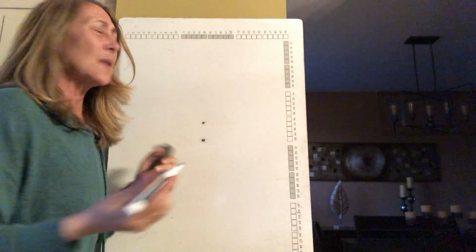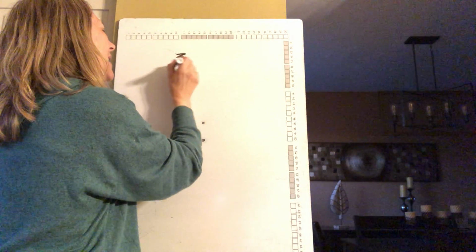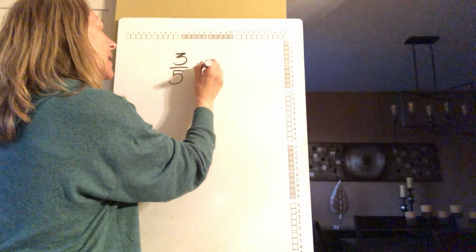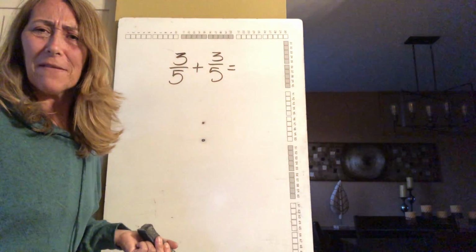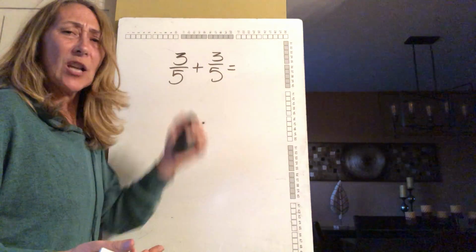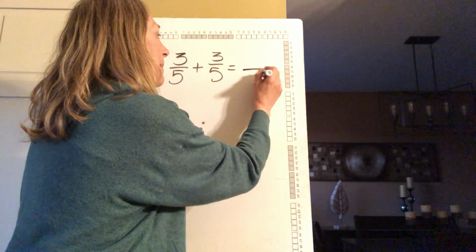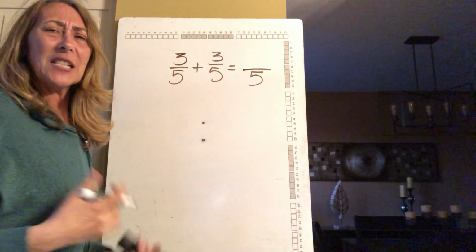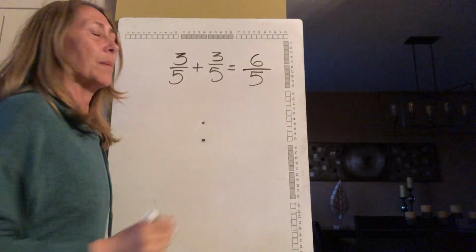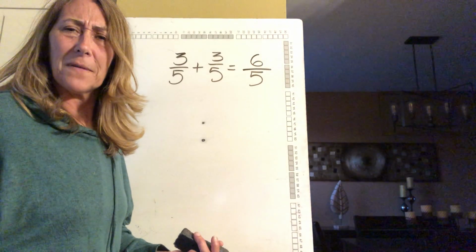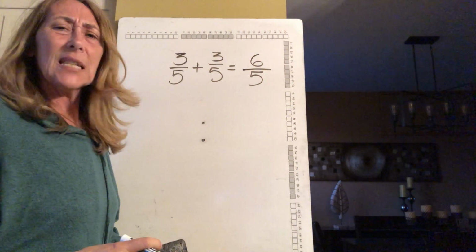Then what happens when I want to add 3/5 plus another 3/5? Remember, my pieces are fifths, so that stays the same. Now I'm just going to add my top numerators. 3 plus 3 are 6. 6/5.